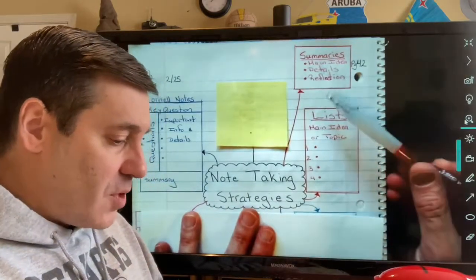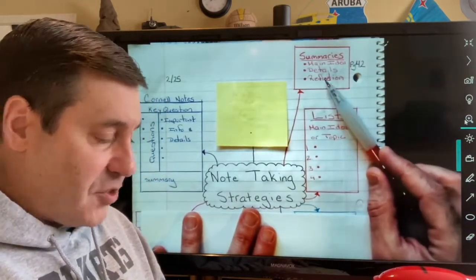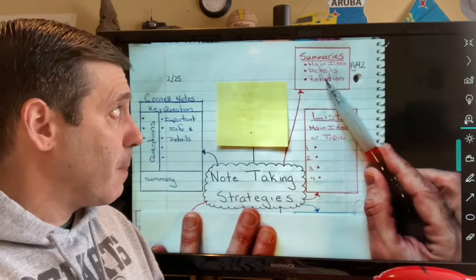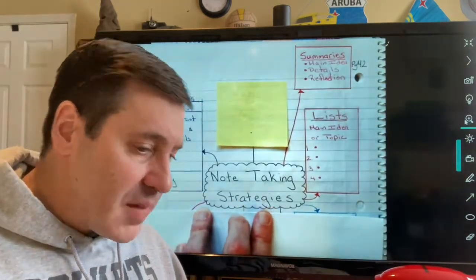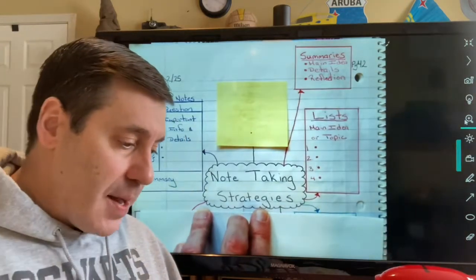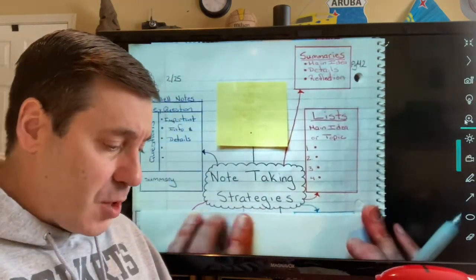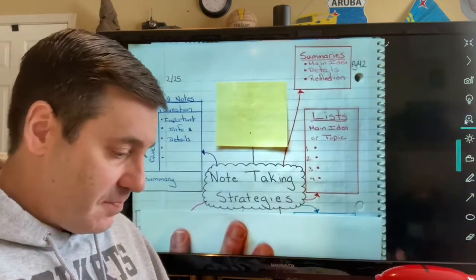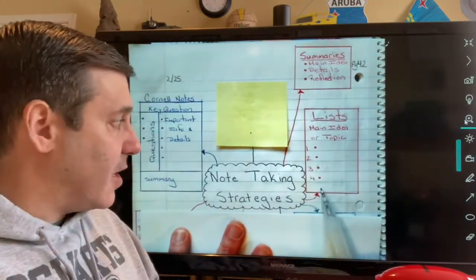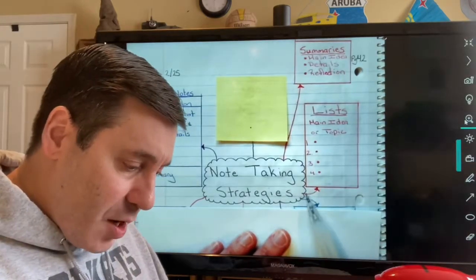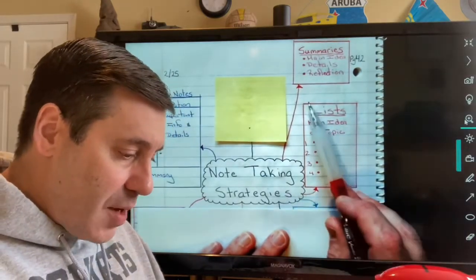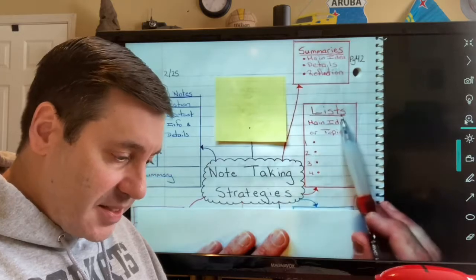So one type of note-taking strategy is to simply, after you're done reading, write a summary. Now that's really hard because you have to have a good memory. And these are long chapters. But this is one of the strategies that you guys could choose. Okay, the next strategy is a very popular one. You can see I've drawn an arrow from here. And this strategy is lists.